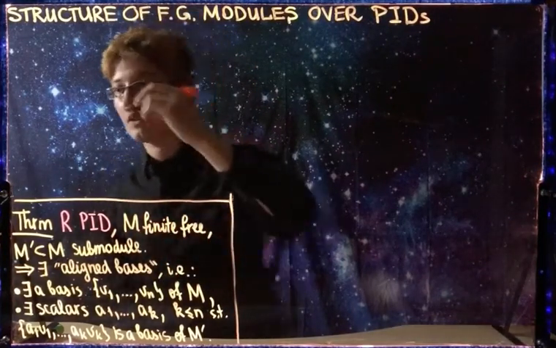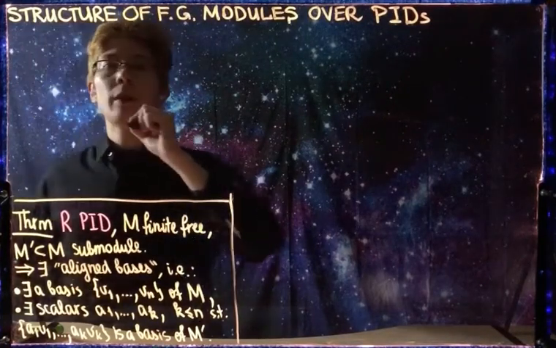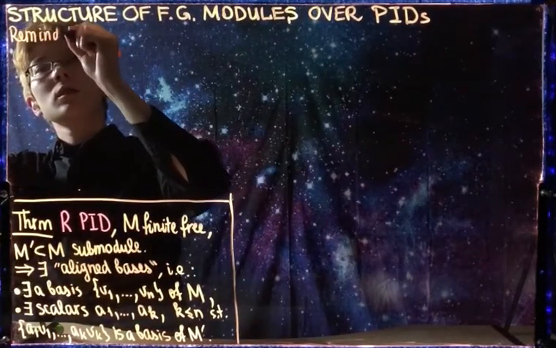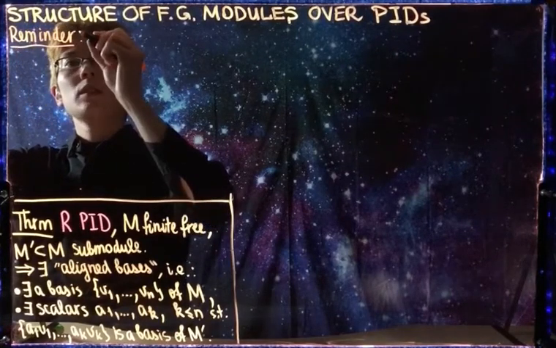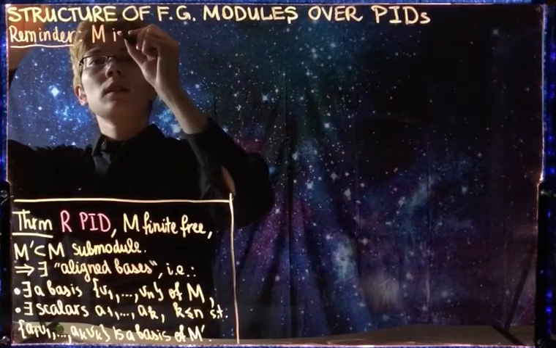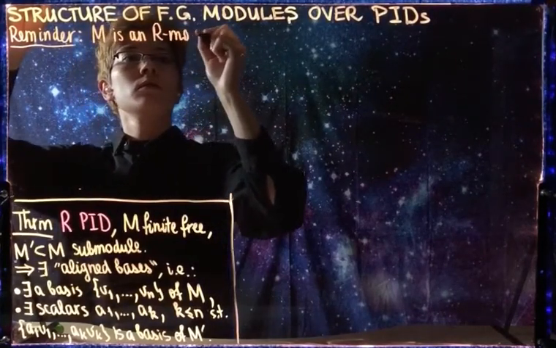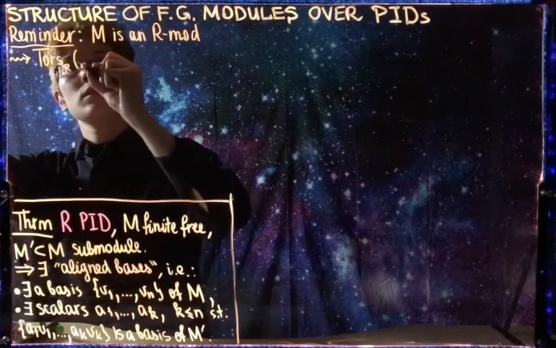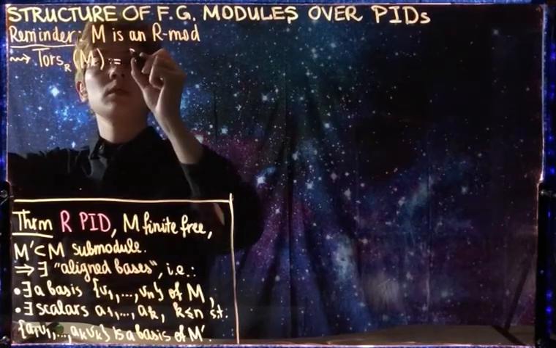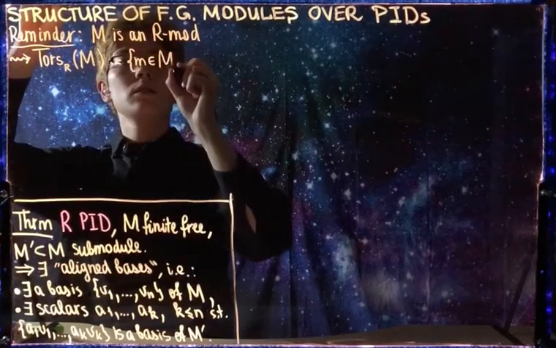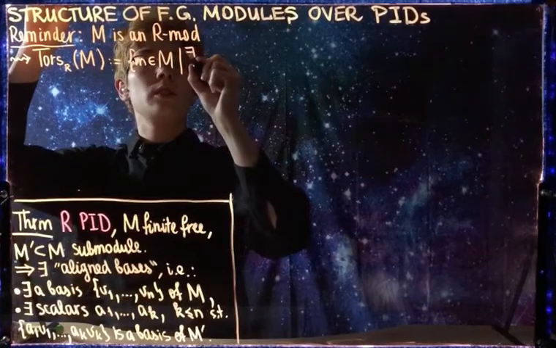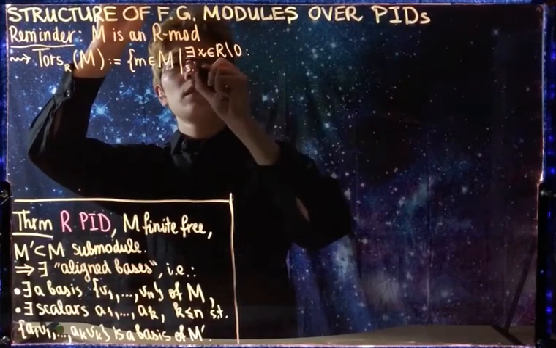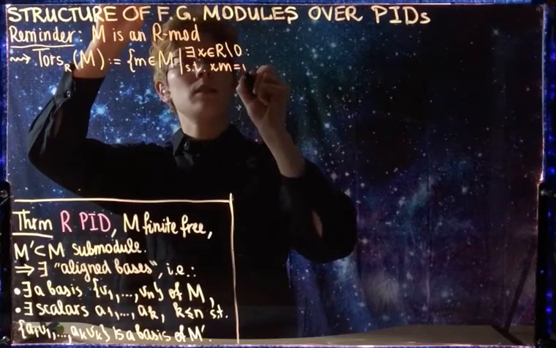So for the first corollary, I would like to remind you the notion of torsion elements. So a quick reminder, if M is an R module, then we define the set of torsion elements in M as those elements for which there exists a non-zero scalar x in R, such that x times m is equal to 0.